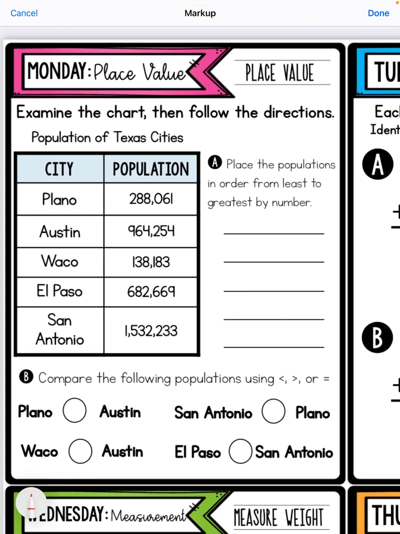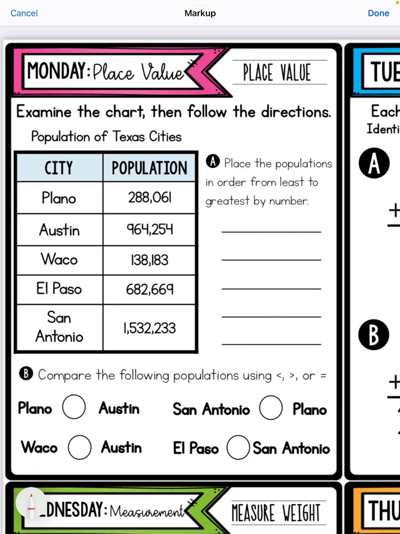We're going to dive right in to Monday. There are two parts to this box. You're going to need to use the chart for both of them. Part A, you are putting the populations in order from least to greatest. And then part B, you're comparing the two amounts of the populations using greater than, less than, or equal to.